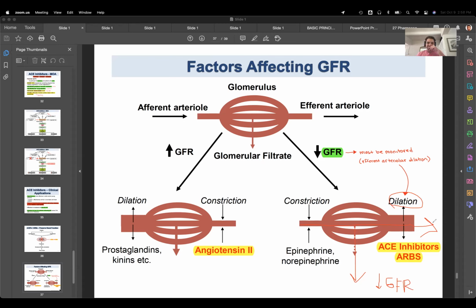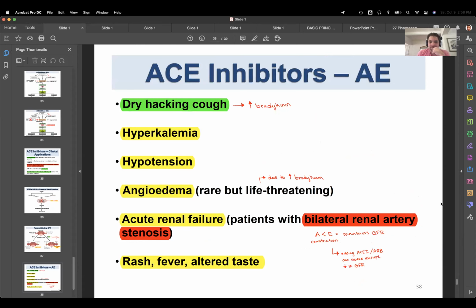ARBs will too, because it's blocking this angiotensin 2, so you're not going to get constriction. Now, this is fine to a certain point. For people that don't have renal failure, decreasing your GFR a little bit is not that big of a deal, so you can use an ACE inhibitor. But when a patient gets into, say, stage 5 renal failure and their GFR is like 10%, you need to take them off of this, because that 10% is all they have left. But in a general sense, you can use ACE inhibitors unless there is a significant GFR reduction initially.